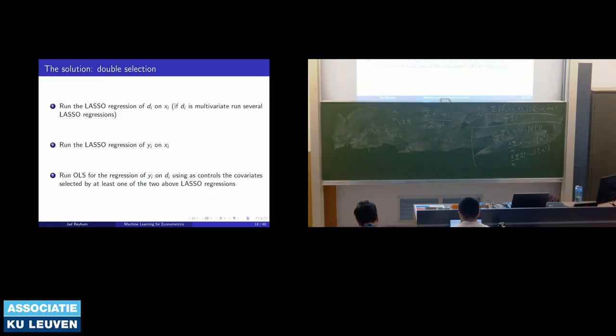And that's what this slide says. To solve the problem, we will run two lasso regressions. The first lasso regression is that of d_i on x_i, and the goal of this lasso regression is to select the variables which are very correlated with d_i. The second lasso regression is that of y_i on x_i, and then we select the variables which are very correlated with y_i. And then we take the union of the two selected sets of variables, and we put them in the last OLS regression now.